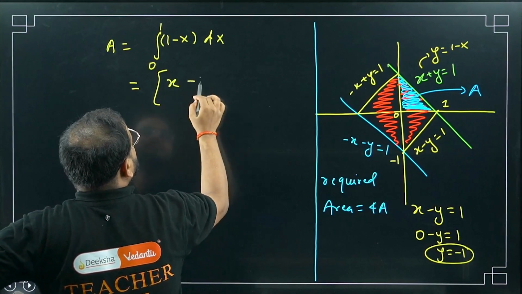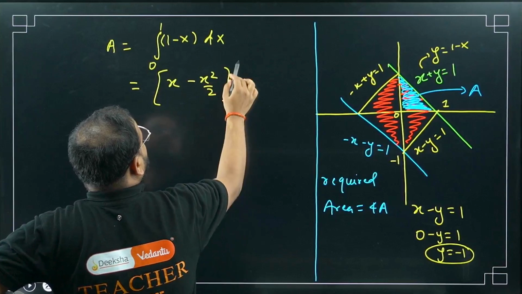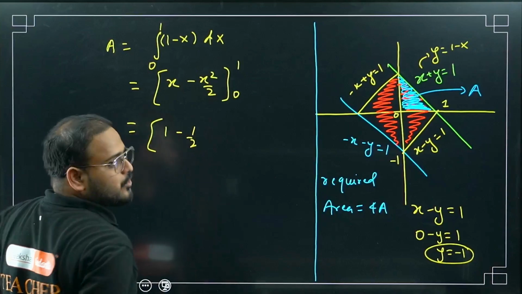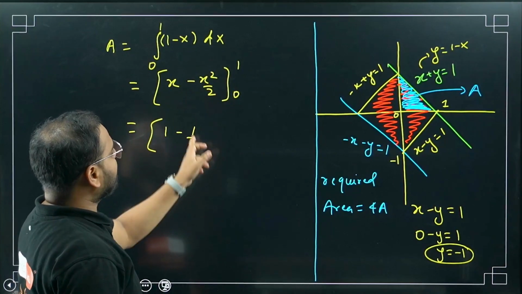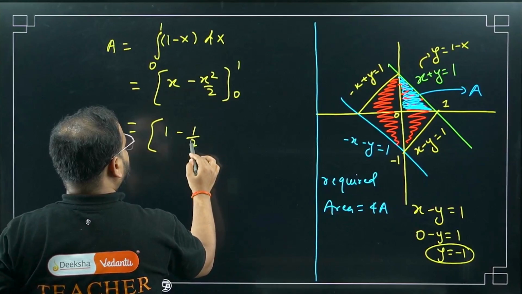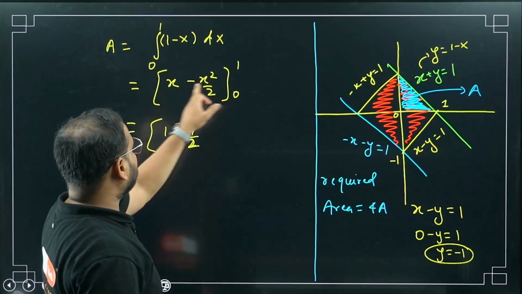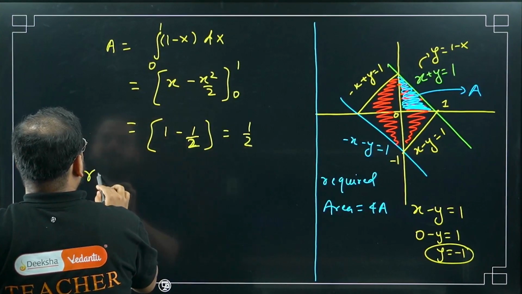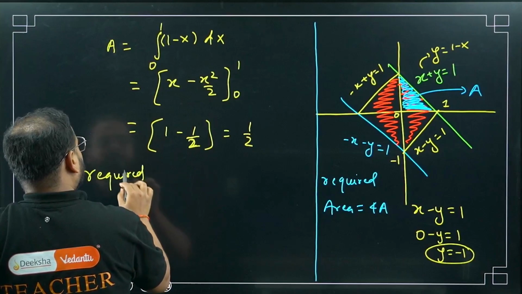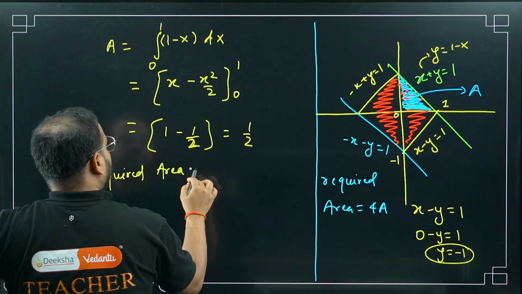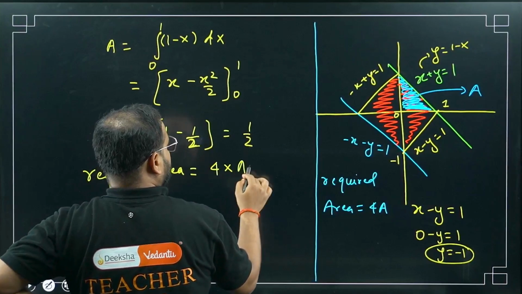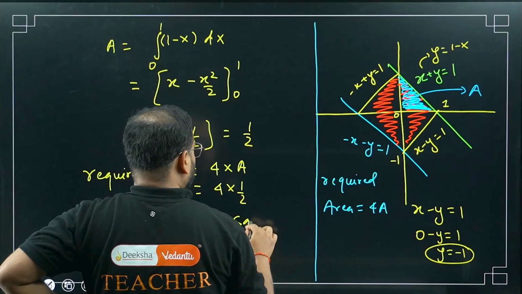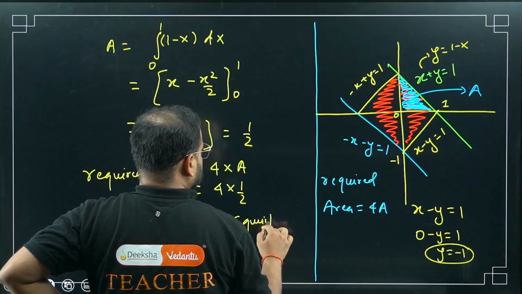Sir, x for this, and this is x squared by 2, from 0 to 1. How much is this? 1 minus 1 by 2, sir. For 0, both will be 0. For the upper limit, 1 minus 1 squared by 2. What about 0? If you put 0 here, both will be 0. 1 minus 1 by 2 is how much? Simply 1 by 2. What is my required area in that condition? The required area is 4 times the area that we got. So 4 times 1 by 2. The answer is 2 square units.